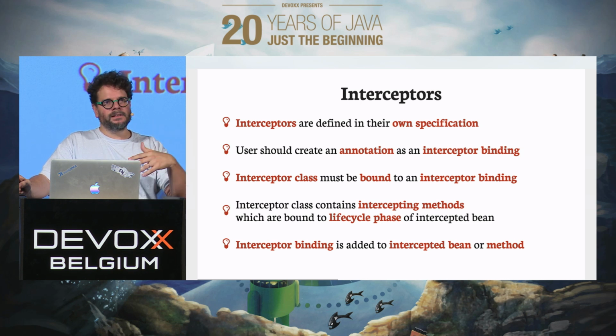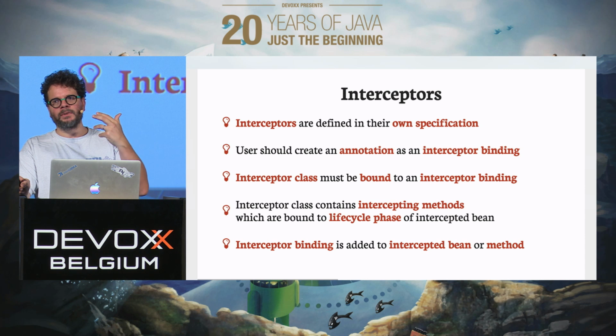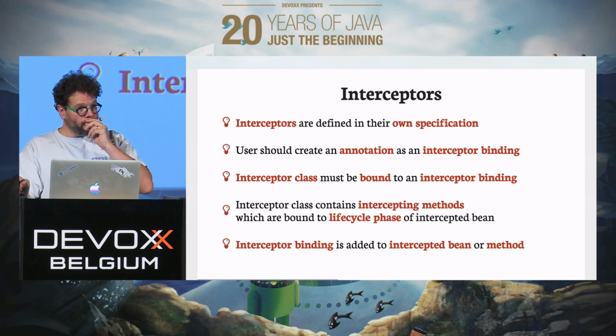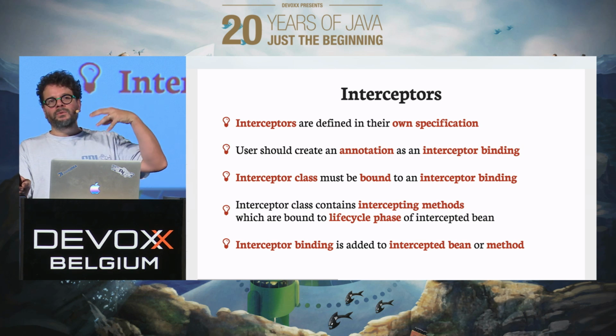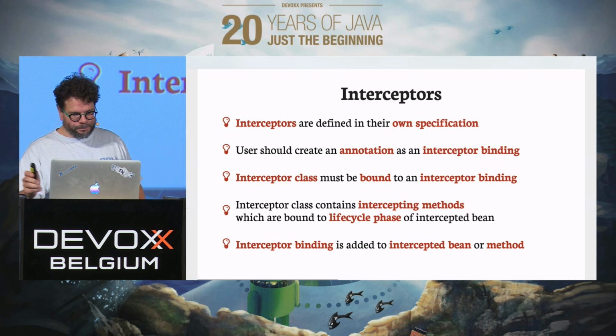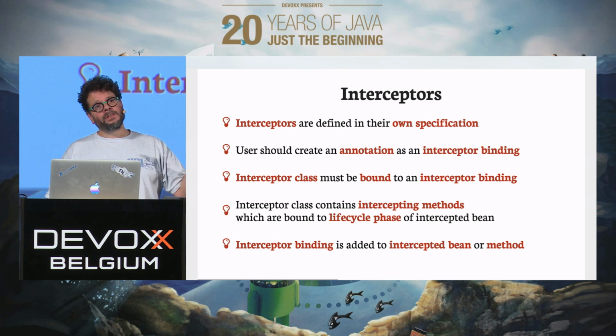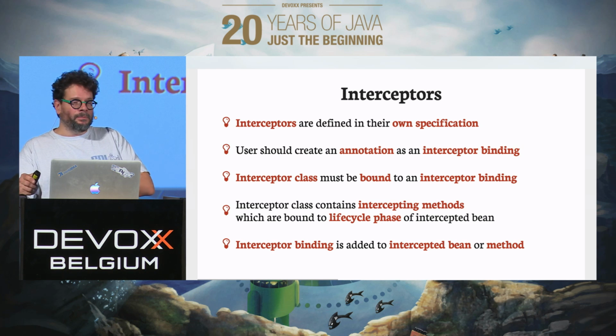You have a certain list of life cycle phases to intercept. So you can do interception when the bean is constructed, when the bean is destroyed. But most of the time, we'll use the around invoke lifecycle. It's a way to intercept method invocation. And you will also use the interceptor binding at the other side of the interceptor feature. It's on the bean or on the method you want to intercept.